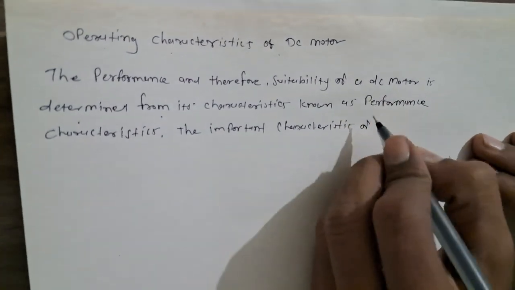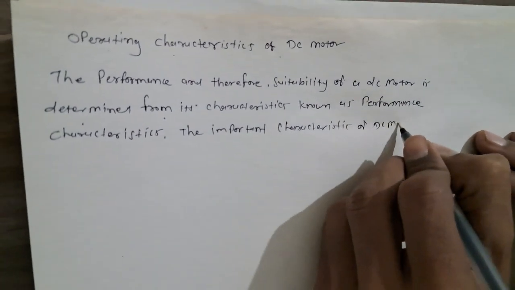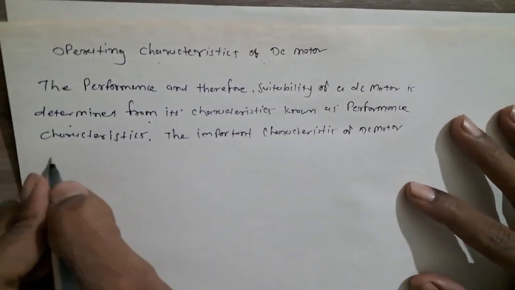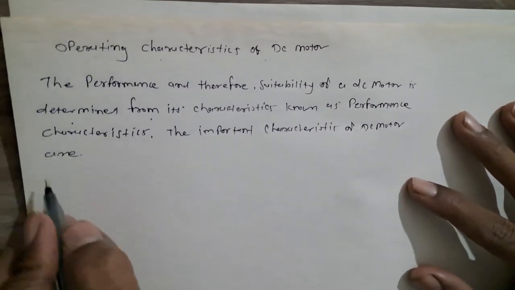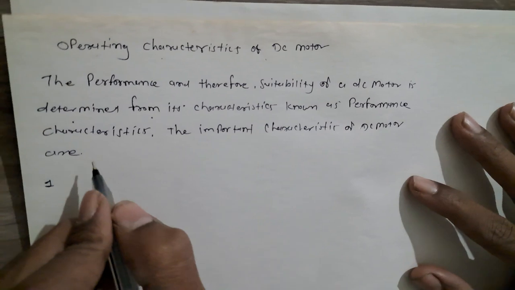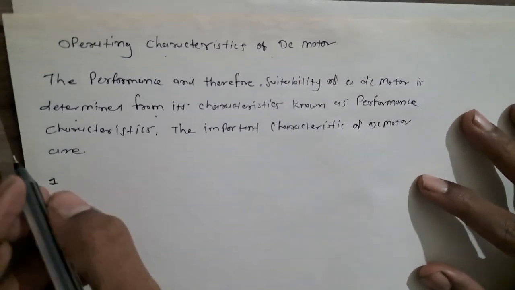of DC motor are: first is torque armature current characteristic.